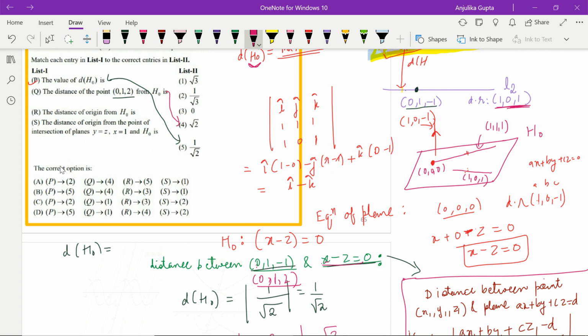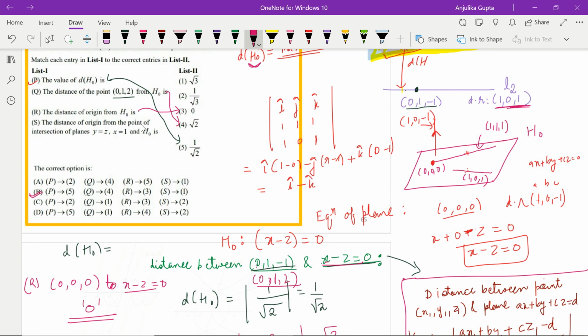Now the third, what are they asking? The distance from origin to H0. So again the point has changed from 0, 0, 0 to this. What do you think it is? Origin is on the plane, right? So there is no distance, so distance is 0. You can use your formula, but we know the distance is 0. So R matches to 3. We are actually done. That B is the option. But let's do the last one.